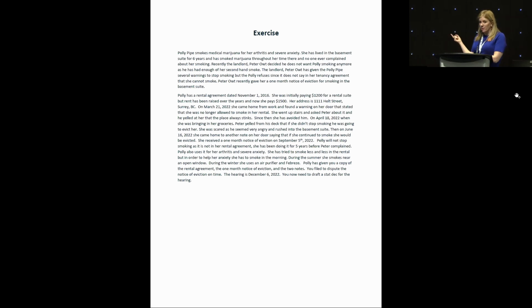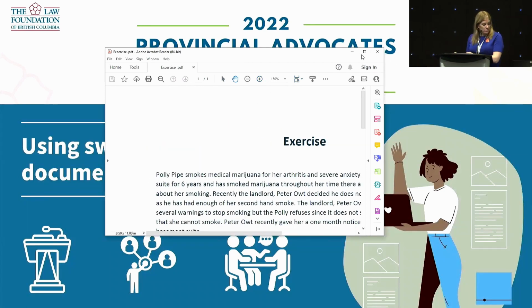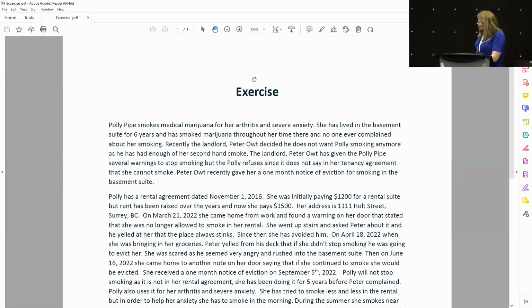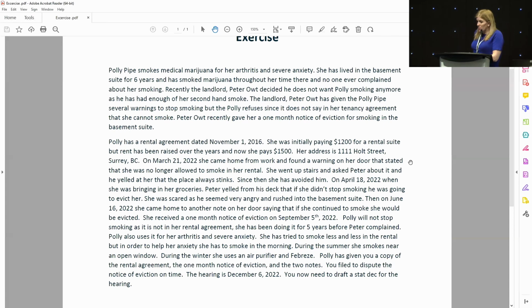So there's the exercise. Is it a different one? Different PDF document? I don't have any other. I think that's it. This is it, right? Okay. Yeah. I will drop it into the chat for the online participants.